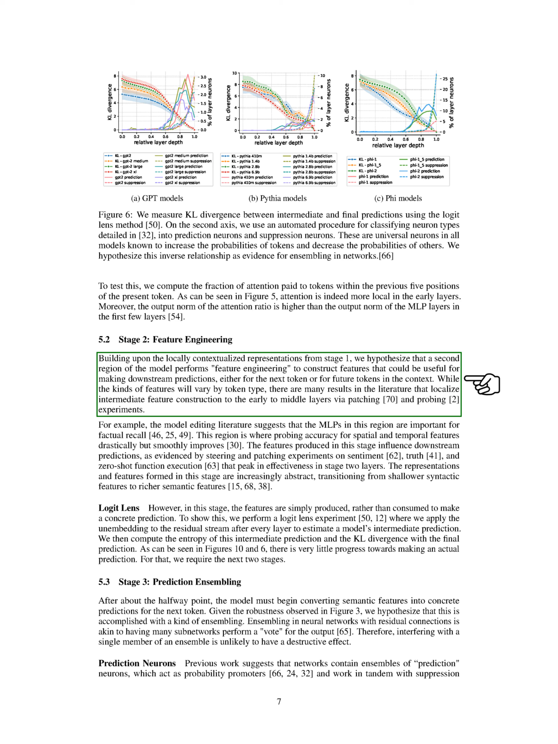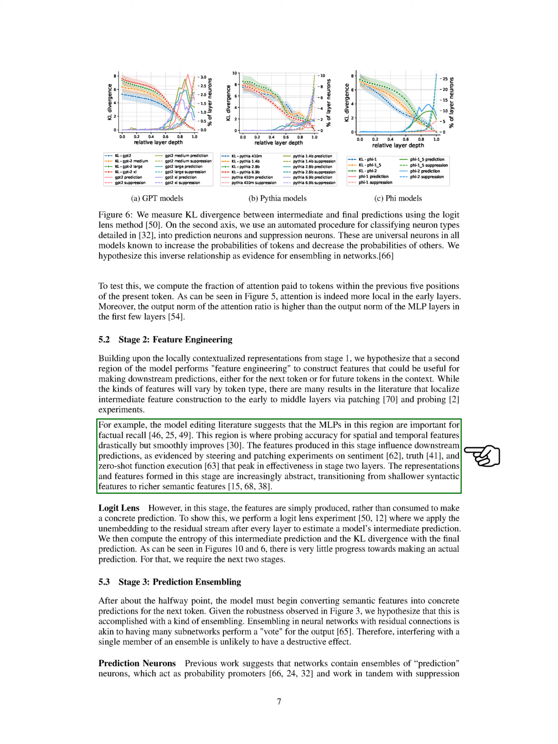Moving to stage 2, termed feature engineering, we propose that a specific region of the model engages in constructing features that are valuable for predicting future tokens. This stage involves creating increasingly abstract features, transitioning from shallow syntactic features to richer semantic features. The features generated here significantly impact downstream predictions, as indicated by various experiments on sentiment, truth, and zero-shot function execution.